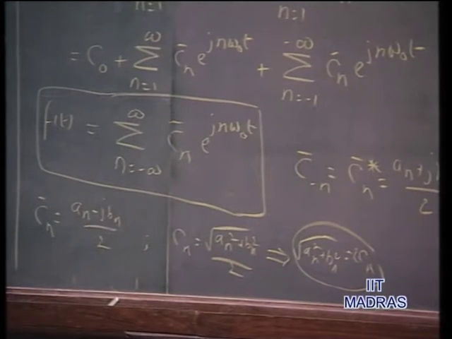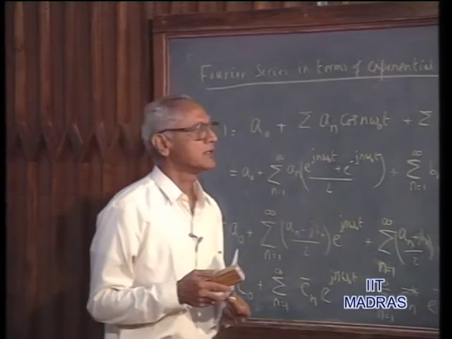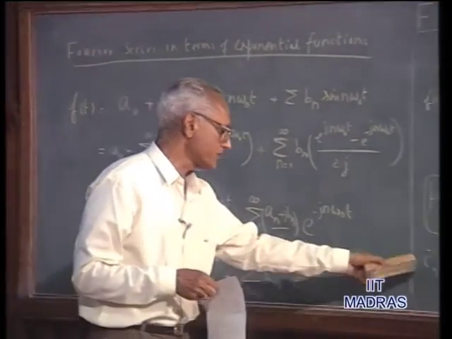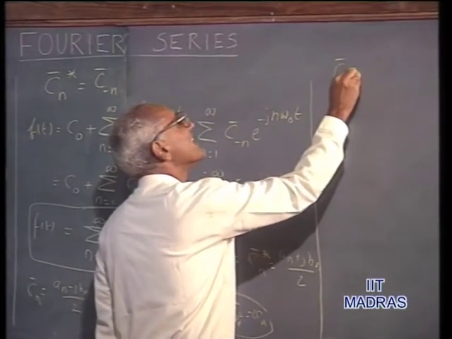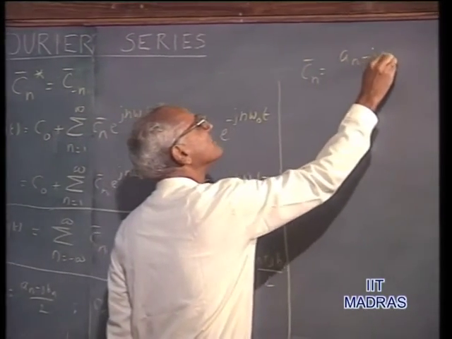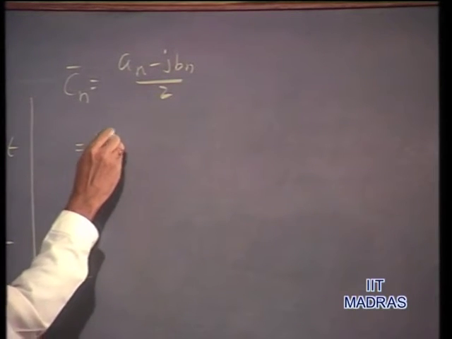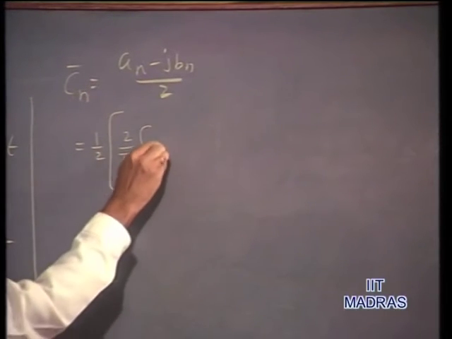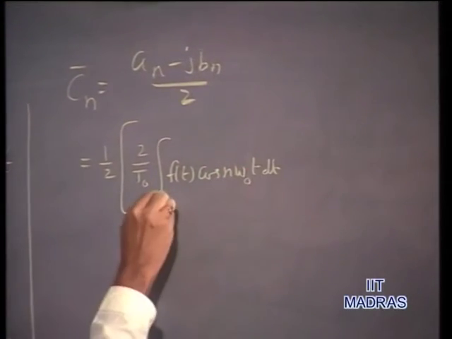Now the next question that we would like to ask is, how do we evaluate the Cn coefficients? What is the formula for that? In the same way as we have done for the trigonometric functions, how do we get this complex coefficient Cn directly from the f of t? This can be easily derived as follows. Cn we know is (An minus jBn) upon 2. And we know the formulas for An and Bn. Let us substitute that. This is half of An, which is 2 upon T naught, integral of f of t cos n omega naught t dt over a period.